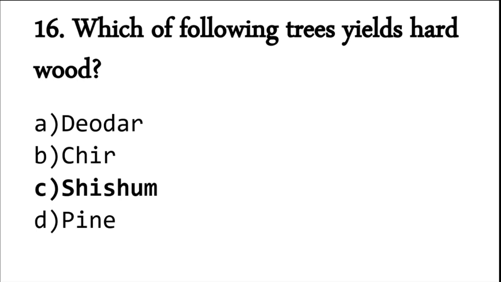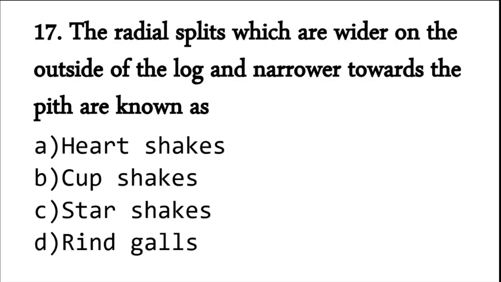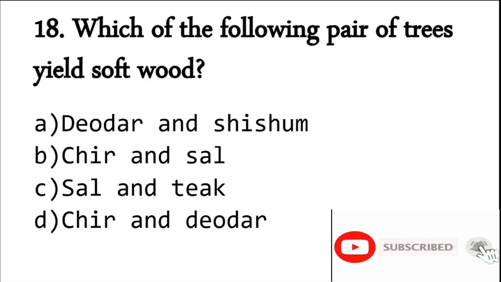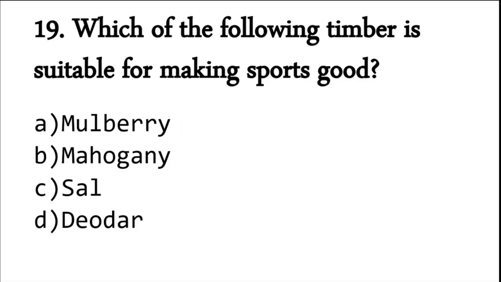Okay, so next is, the radial splits which are wider on the outer side of the log and narrower towards the pith are known as star shakes. Okay, next is, which of the following pair of trees yield softwood? So chir and deodar yield softwood. Okay, next is, which of the following timbers is suitable for making sports goods? So mulberry is the tree which is used for making sports goods. A is the correct answer.